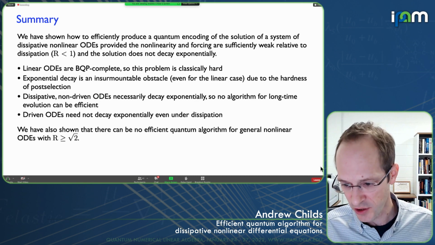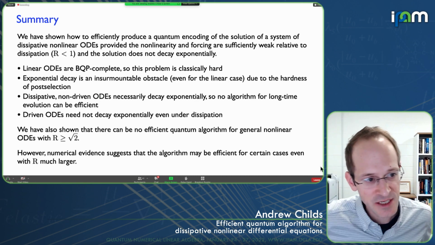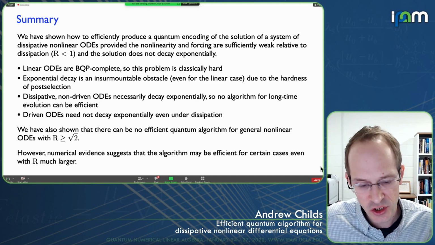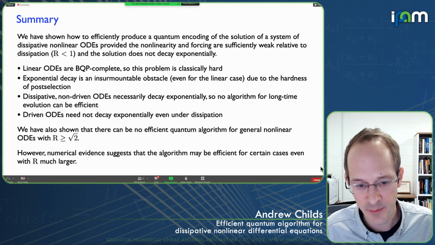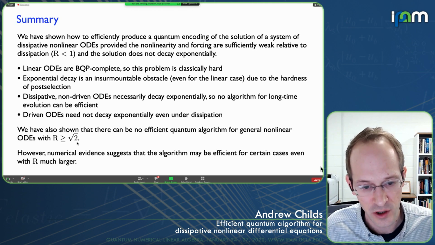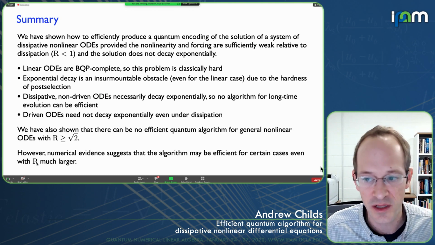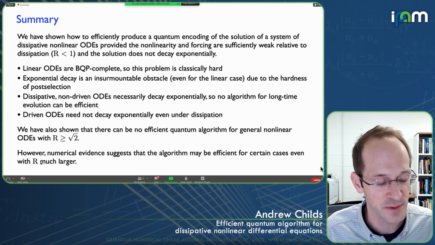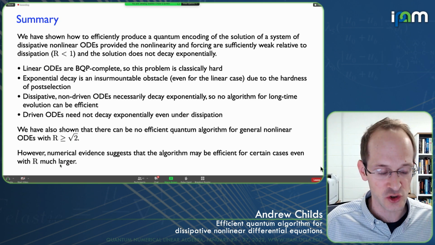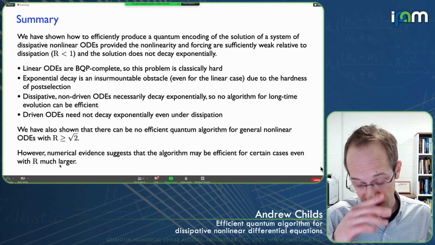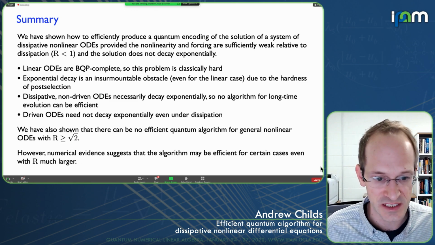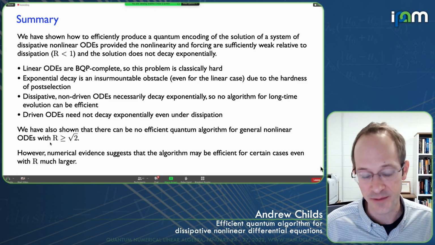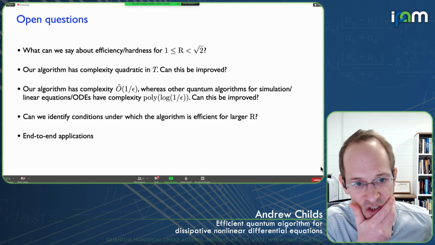We also have this hardness result. I didn't have a chance to show you the details, but we have some numerical evidence suggesting that, while the algorithm can't be efficient in general for larger values of R, there can be special cases where even though R is much larger than 1, nevertheless the algorithm can be efficient. The Carleman procedure can give a good description with fairly low truncation. So I think it would be interesting to understand better when that happens and when this limitation does not really apply.